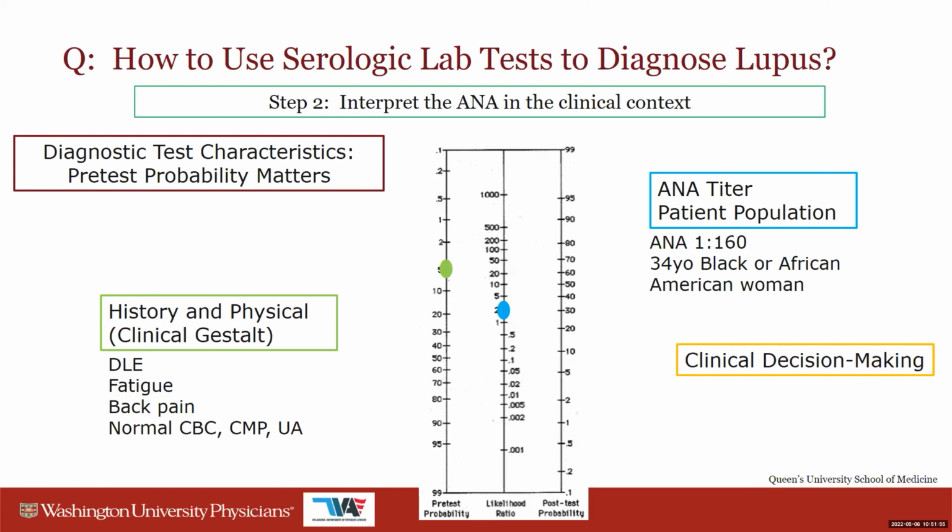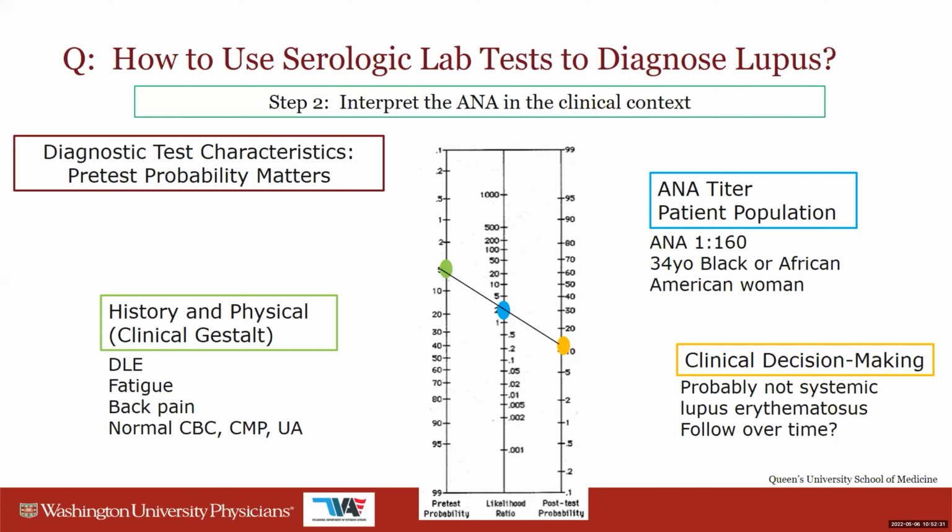You order an ANA, and it's 1 to 160, so right at that cusp of teetering on the edge of really positive and concerning, and this patient is younger and identifies as Black or African American, and is a female. And so the positive ANA has some enhanced likelihood ratio, but maybe not nearly as much as the patient I presented on the previous slide. So you put all this together, and there's about a 10% chance that this patient could have systemic lupus.